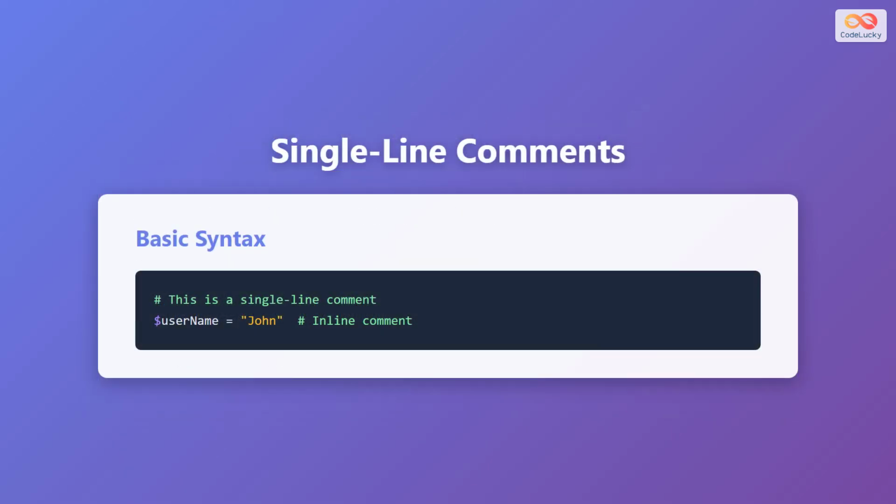In PowerShell, single-line comments begin with the hash or pound symbol. Any text following the hash symbol on that line is treated as a comment and ignored by PowerShell during execution. You can place comments on their own line to explain the code that follows, or you can add inline comments at the end of a line of code. For example, you might write # this is a single-line comment on its own line, or you could write $username = "John" followed by # inline comment. Single-line comments are perfect for brief explanations and quick notes.